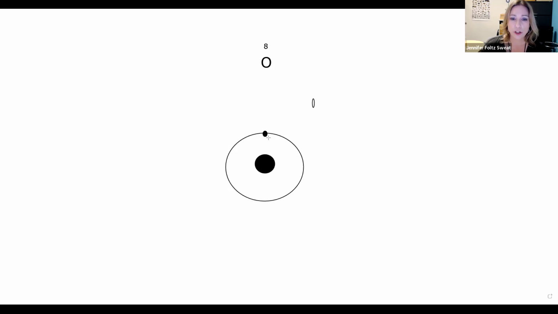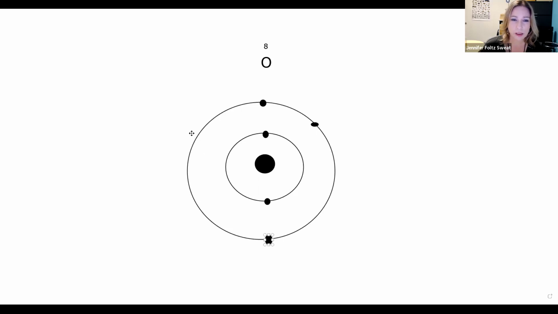Remember that the first shell can take 2 electrons, but oxygen has 8 electrons, so I need to draw another shell. So I have 2 electrons, 3. I'm going to put this one right here, 4, 5, 6, 7. We'll put our other one down here.